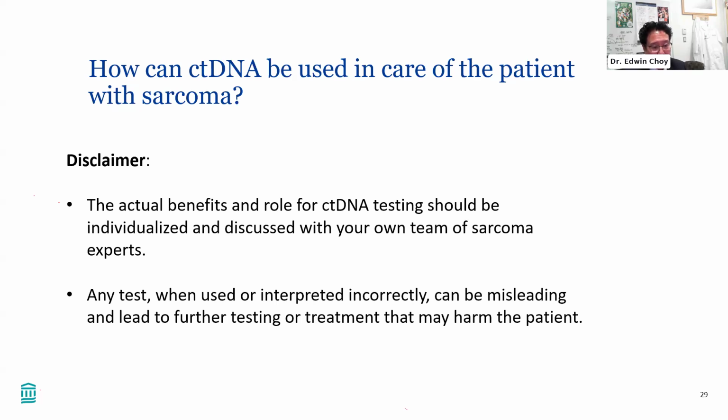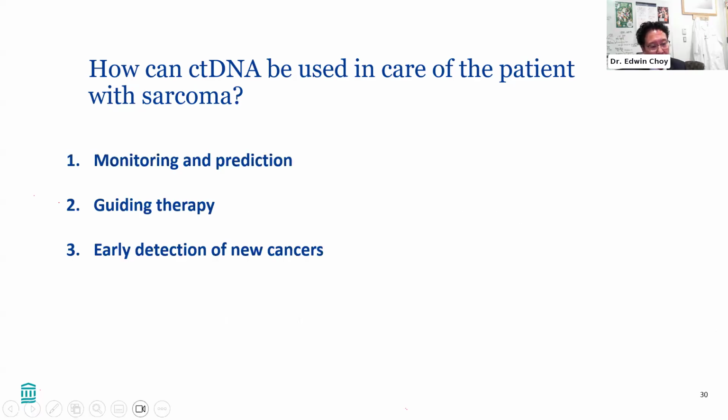All right, having said that, how can ctDNA be used in the care of the patient with sarcoma? Well, we've talked about 2 of these 3. Dr. Loong and Dr. Schulman talked about how it can be useful in monitoring and prediction of disease. I'll talk a little bit more about how we can use the actual mutation seen in ctDNA to guide therapy. And then one topic I think we didn't really talk so much about today is early detection of new cancers or new sarcomas in a healthy patient who doesn't have a sarcoma.